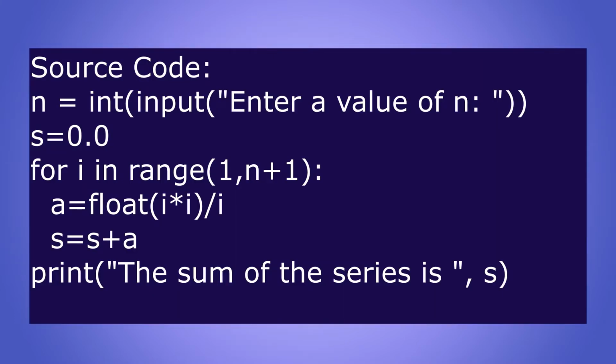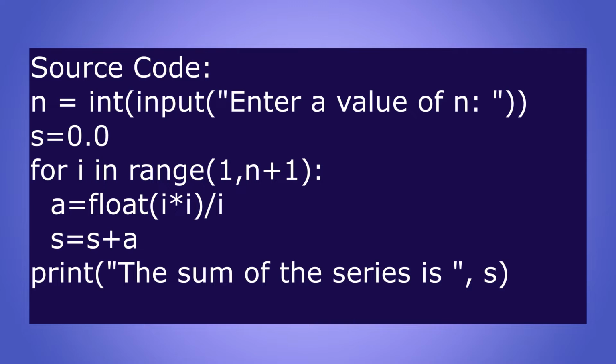The source code for the program is: n equal to integer input, enter the value of n, s equal to 0.0, for i in range 1 comma n plus 1, a equal to float into i asterisk i divided by i, s is equal to s plus a, print the sum of the series comma s.